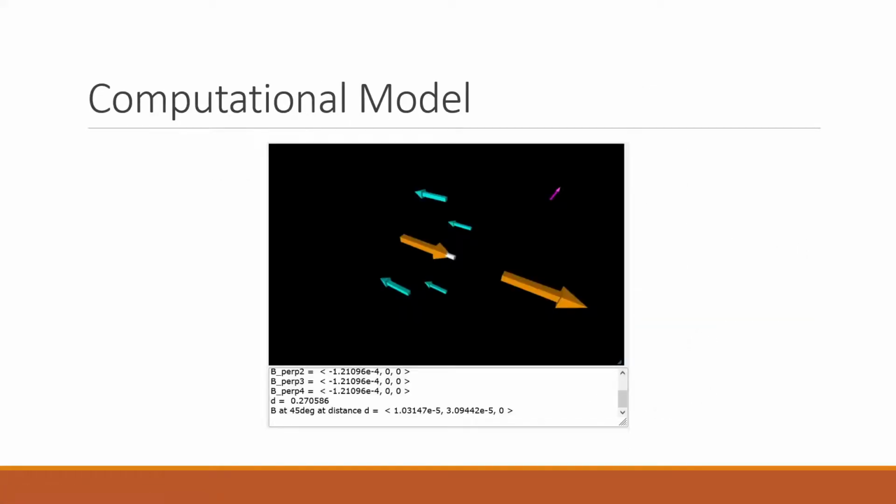This is my computational model. We can see that the perpendicular arrows' magnetic field values are all the same, which is good, and that the on-axis values are also of the same magnitude.